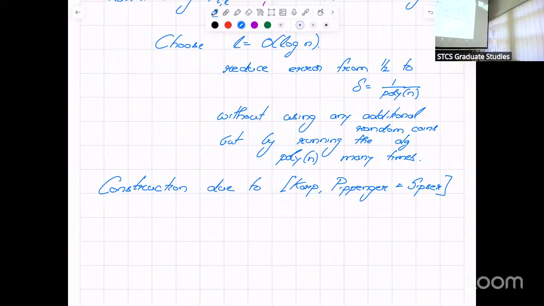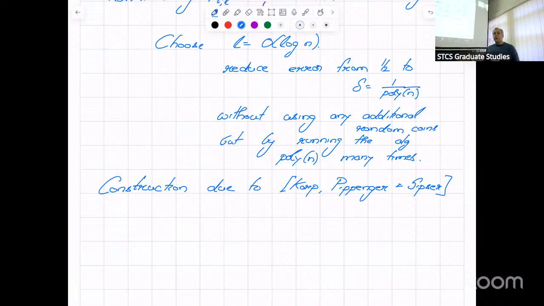Okay. Questions? What I now want to ask is another question. Given that expander graphs can be used to reduce the error from half to 1 over poly, can we make the error go even smaller? Can we make it inverse exponential?